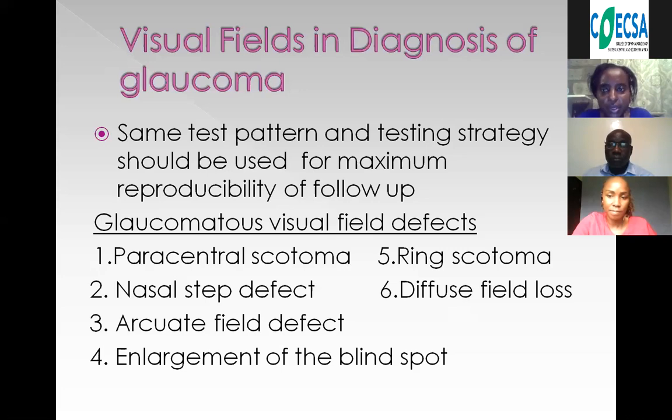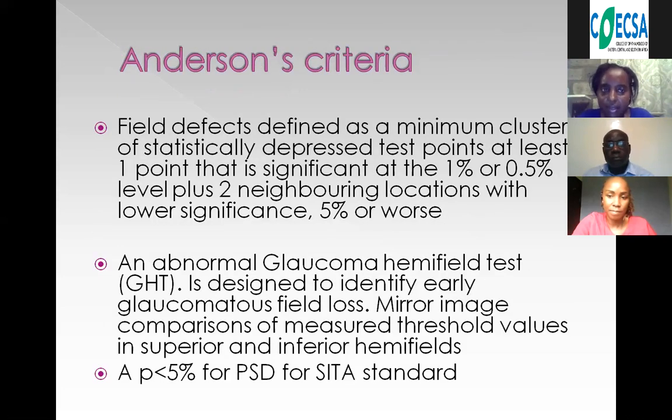Used to determine if the field has significant defects, and one of the criteria is a minimum cluster of statistically depressed points: at least one point that is significant at the 1 or 0.5% level, plus 2 neighboring locations with lower significance, 5% or worse. The other criterion is an abnormal glaucoma hemifield test, which is a mirror image comparison of the superior and inferior field, and a pattern standard deviation of less than 0.5 probability level.